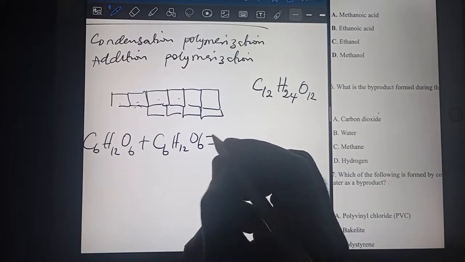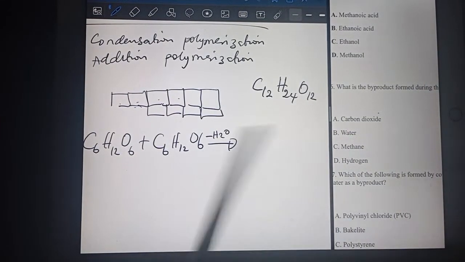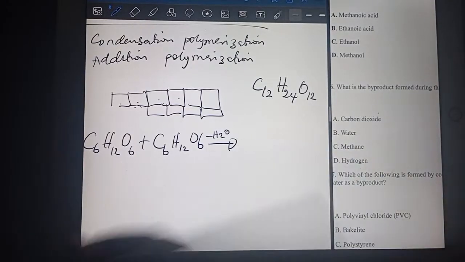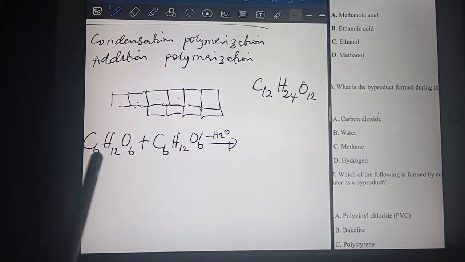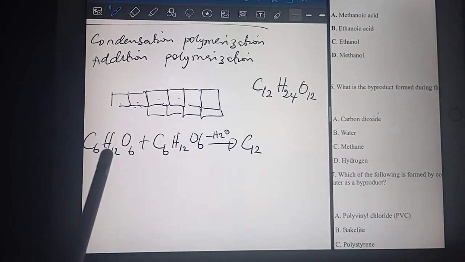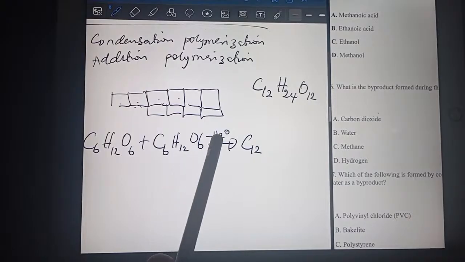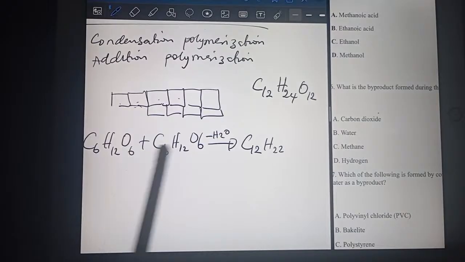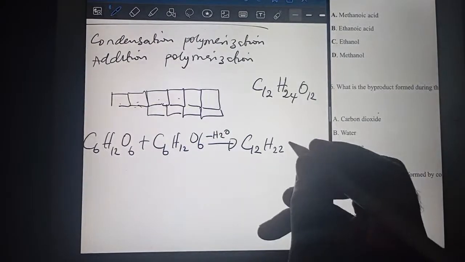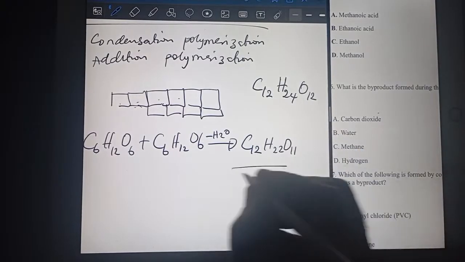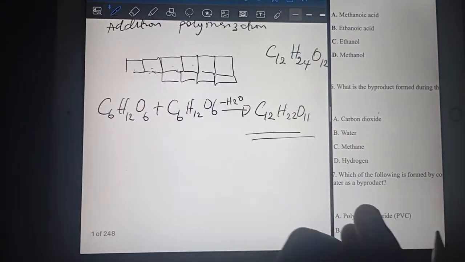The correct product is that there will be loss of a small molecule. Water will be minused. How many carbons are there? 6 plus 6, we still have C12. But hydrogen, we have 12 plus 12, 24 minus 2, so it will become 22. And we have 6 plus 6, 12, minus 1 oxygen gives you 11. So this is a good example of condensation.